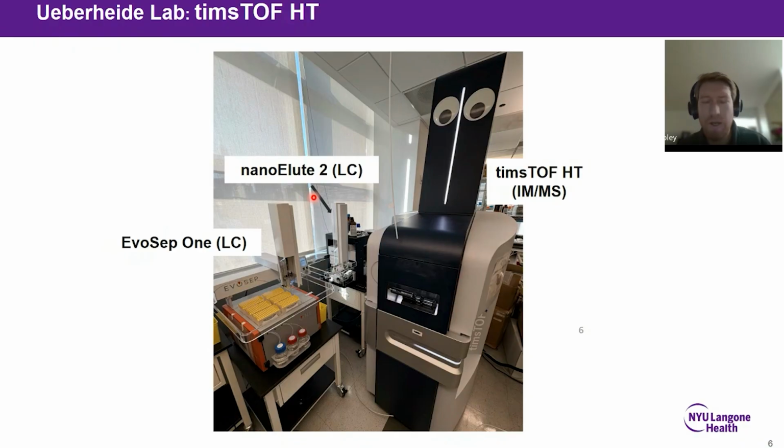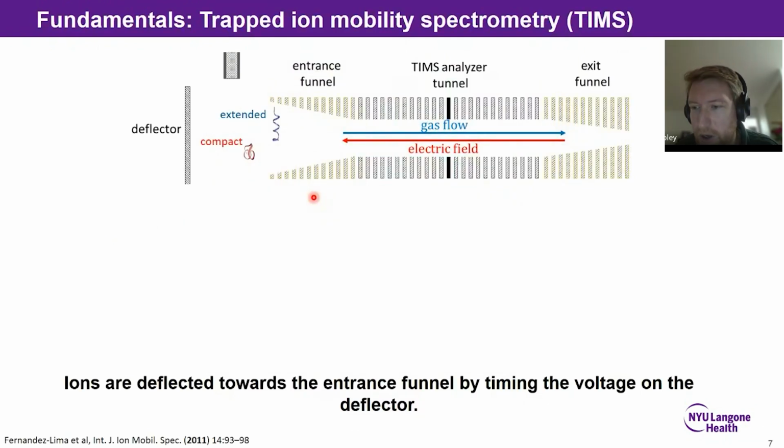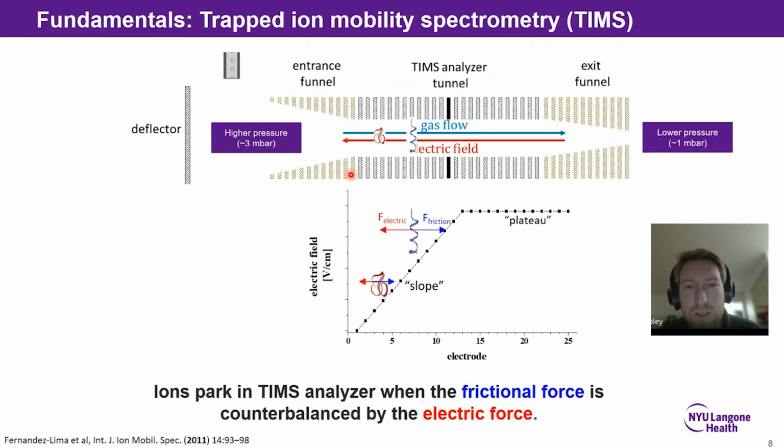I wasn't sure of the familiarity with TIMS, so just really briefly, I want to go through how the TIMS separation works. In the most simple way, consider we have two ions here, one that's relatively large and one that's, say, compact. They'll enter the TIMS analyzer. So we are going from a higher pressure to a lower pressure, and we have that flowing buffer gas, and again, we're usually using nitrogen.